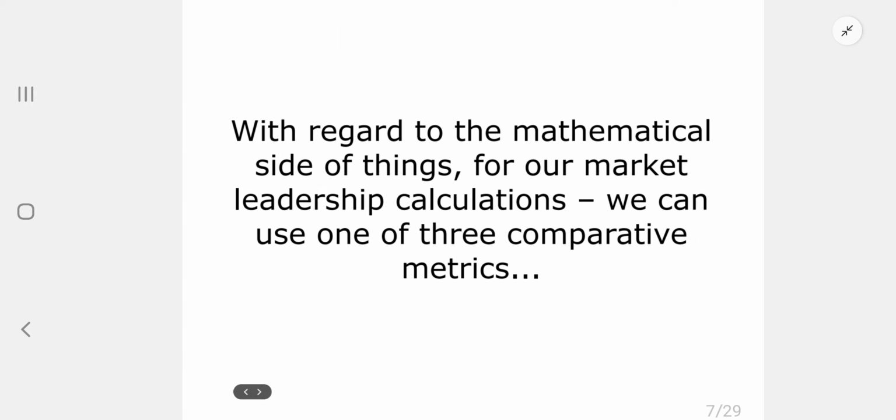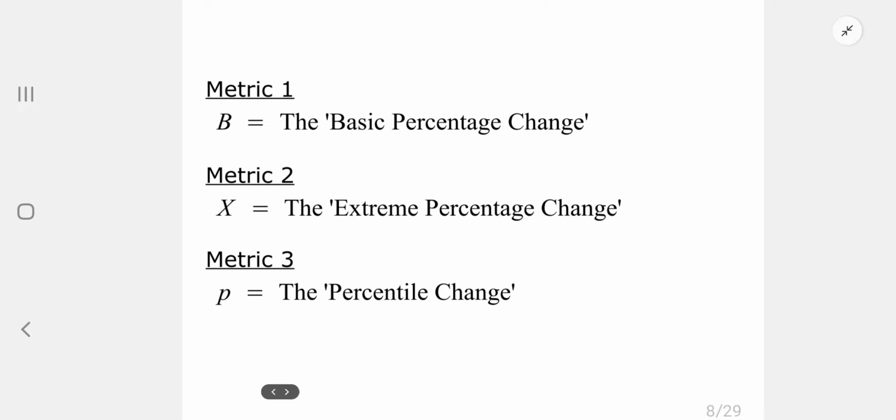With regard to the mathematical side of things, for our market leadership calculations, we can use one of three comparative metrics. Metric 1, which equals B, which equals the basic percentage change. Metric 2, which equals X, which equals the extreme percentage change. And metric 3, which equals P, which equals the percentile change.